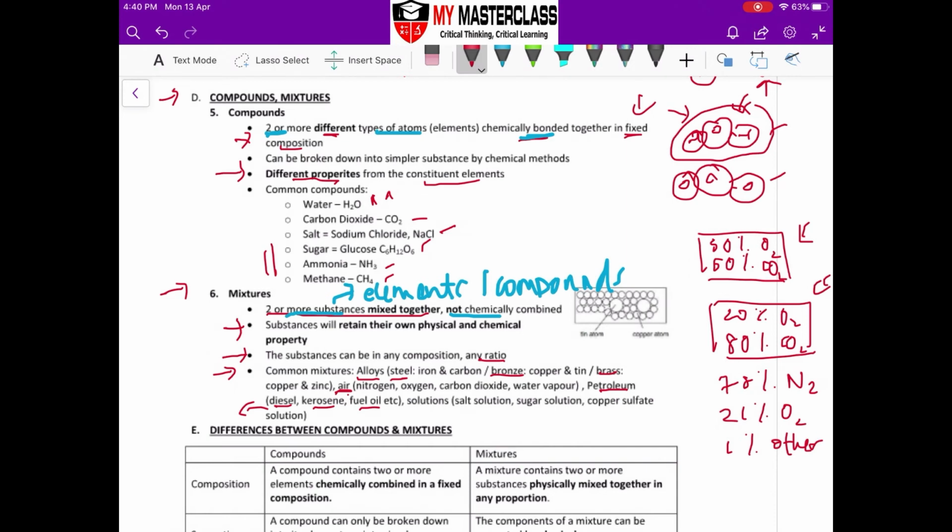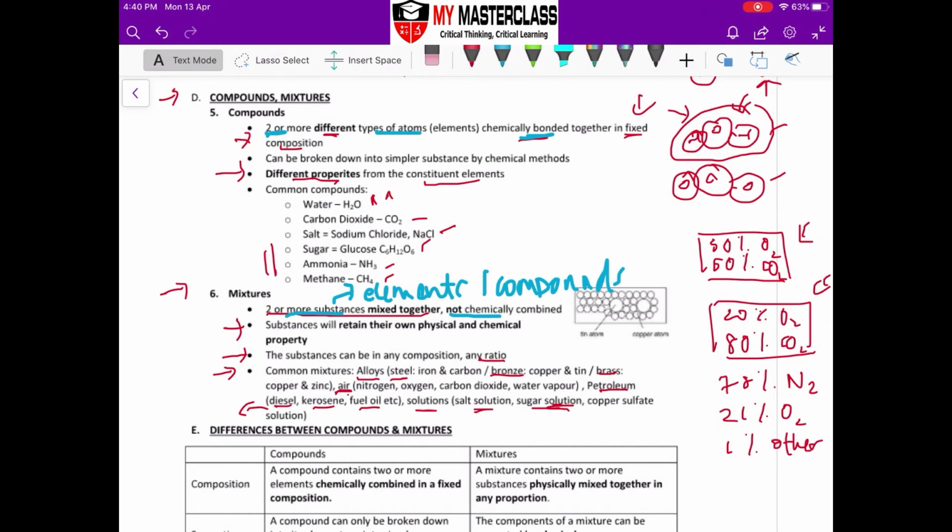So solutions. Remember, when we group element, compound, and mixtures, we group mixtures as solutions and suspensions. So solutions are also mixtures. If we have salt solution, it means I have sodium chloride and water. It is a mixture. Sugar solution, I have, for example, sugar dissolved inside water. Important idea: every time you see the word solution, please note that it is a mixture.